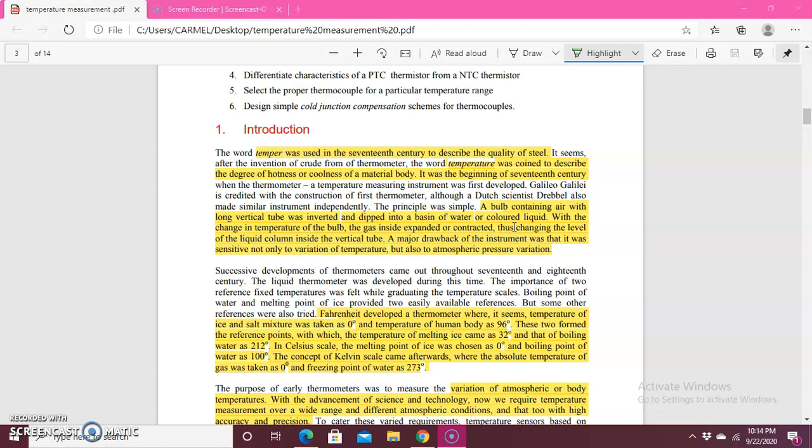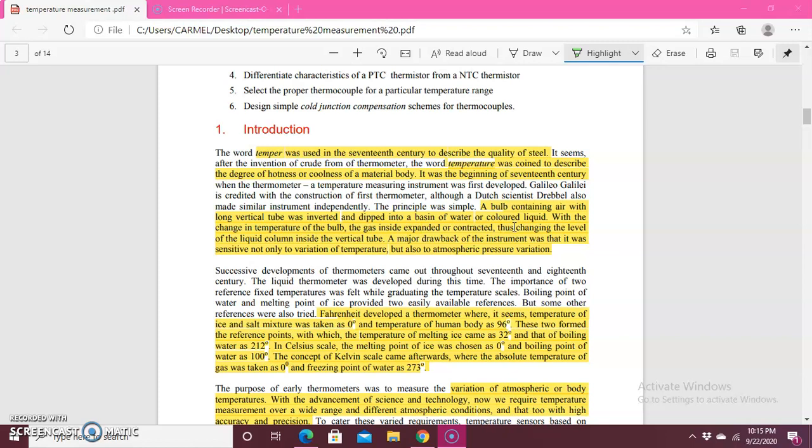The first one is the liquid thermometer. It was developed with two fixed reference temperatures and some temperature scaling. They used the boiling point of water as well as the melting point of ice as the reference in olden days. They calculated in terms of Fahrenheit, where the temperature of ice is 0 degree, and the temperature of the human body, as we all know, is about 96 degrees in Fahrenheit.